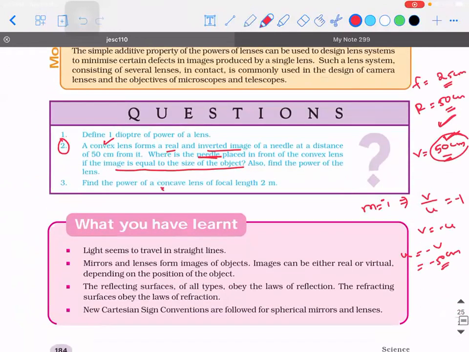Next is find the power of a concave lens of focal length 2 meter. So power is equal to 1 by, so 1 by 2. Answer is 0.5 per meter. I made a mistake. Corrected. 0.5. Sir, it is negative. It is negative.